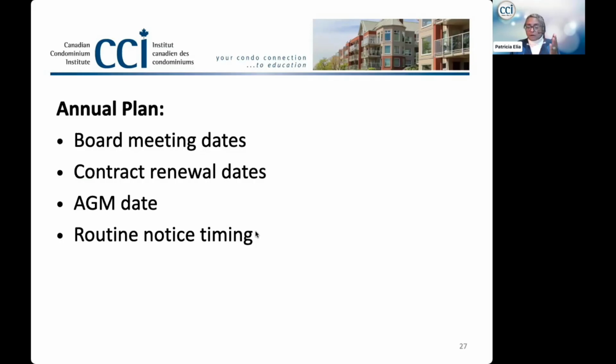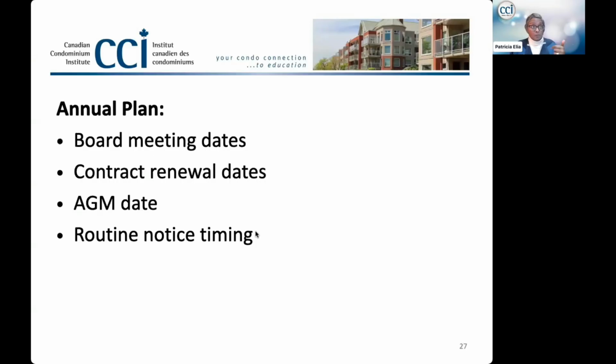But the best practice for a board of directors is to develop an annual plan that sets out the expectations contained in the budget and pinpoints when the work will be done. So I think there was a question in the chat about what we expect. Well, we need to think about board meeting dates, and so when can we discuss things? Contract renewal dates, like what's coming up and what needs termination. So this is really important.